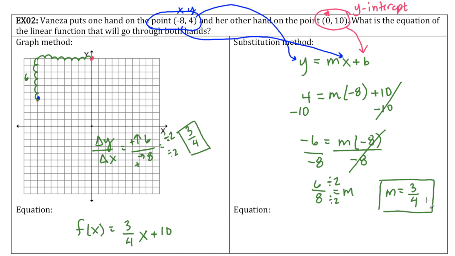If you don't like this form, you can turn it into decimal, but I'm going to keep it the same on this one. So f of x equals 3 over 4 x plus 10. Oh, I don't have the box. And that's it. Thank you.